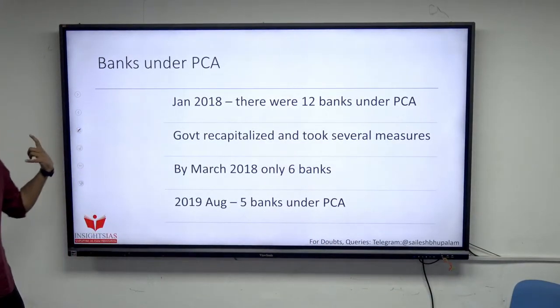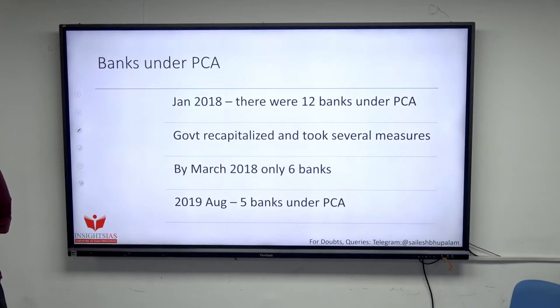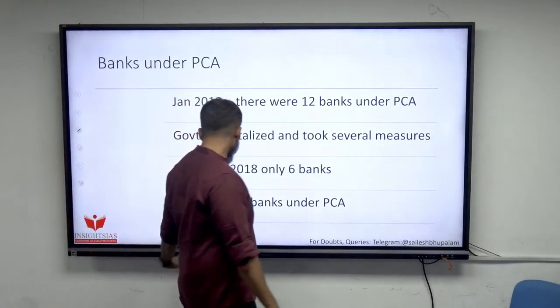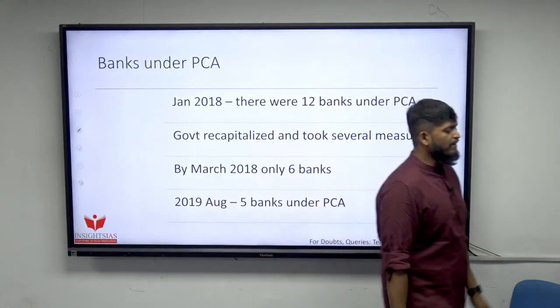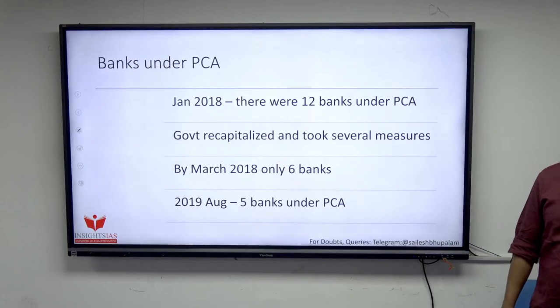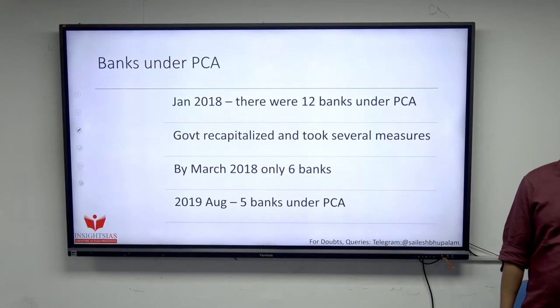So when we introduced it in Jan 2018, there were 12 banks under PCA. We realized that we have so far not been able to do these checkups, and now we are doing it. And immediately once we did it, we came to know what we need to do. Once we started taking action, within just around 1 year, we were able to reduce this from 12 to 5 banks. That means once PCA was created, the impact of PCA was very visible. We were able to correct whatever problems were there in these banks immediately.